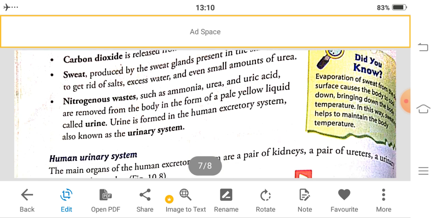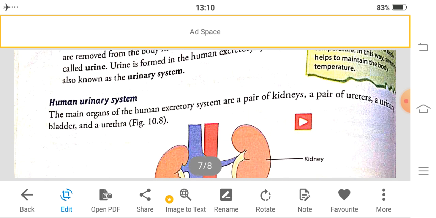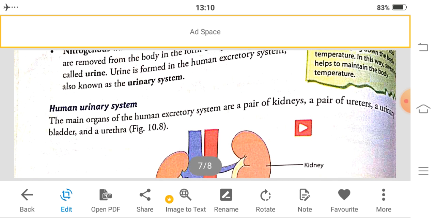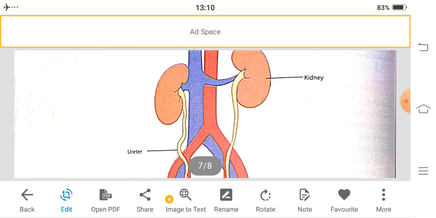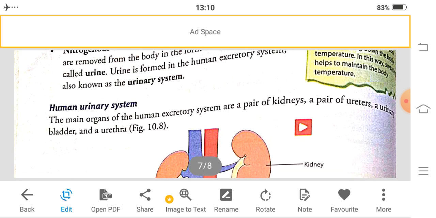Urine is formed in the human excretory system, which is also known as the urinary system. Now we are going to see the human urinary system. The main organs of the human excretory system are a pair of kidneys, a pair of ureters, a urinary bladder and a urethra.